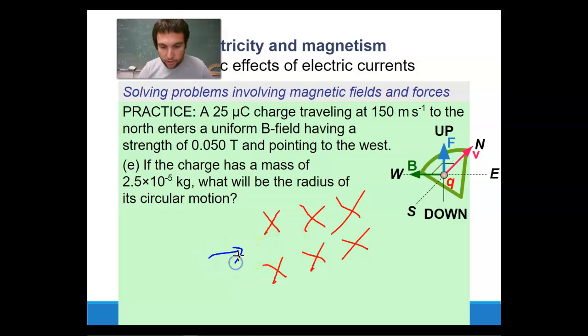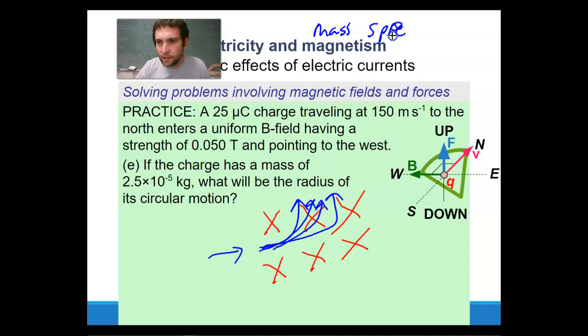Let's say the charge goes in this direction, so what direction is our force? Force is up. Then this would be deflected like this, or it could be deflected like this. How far away it travels tells you how massive it is. So that's how masses are detected. That's called a mass spectrometer.